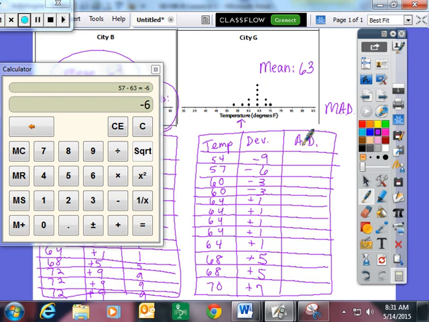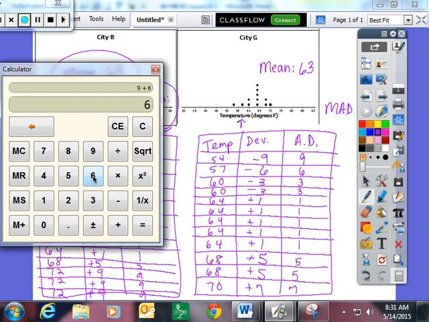Now I'm going to find the absolute deviation, which means how far all of these numbers are from 0. Negative 9 is 9 away from 0. Negative 6 is 6 away from 0. Negative 3 is 3. 1, 1, 1, 1, 1, 5, 5, and 7. Beautiful. Now I'm going to add this column and find the mean, or the average of it.